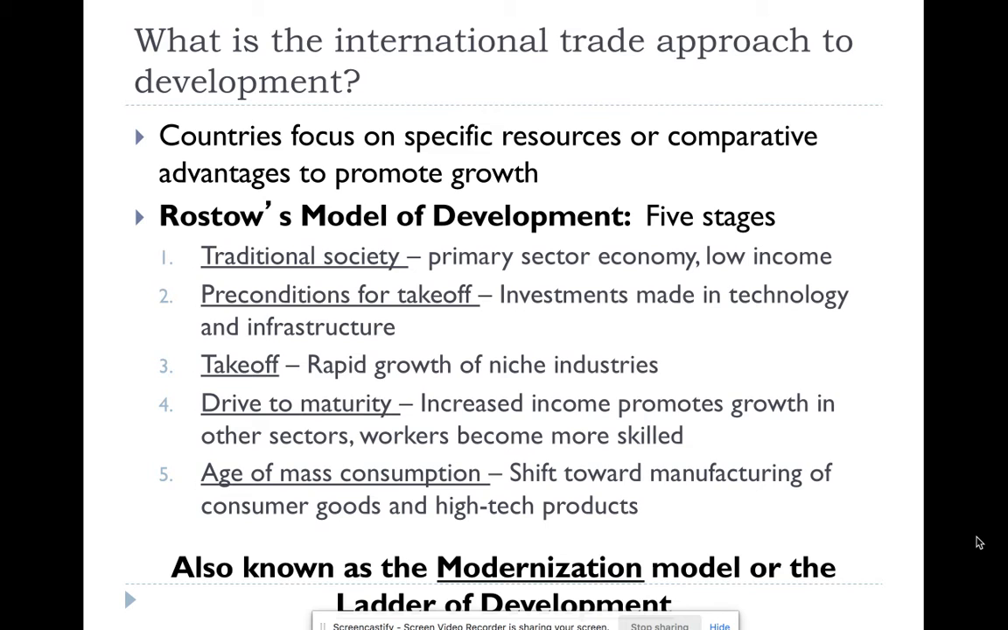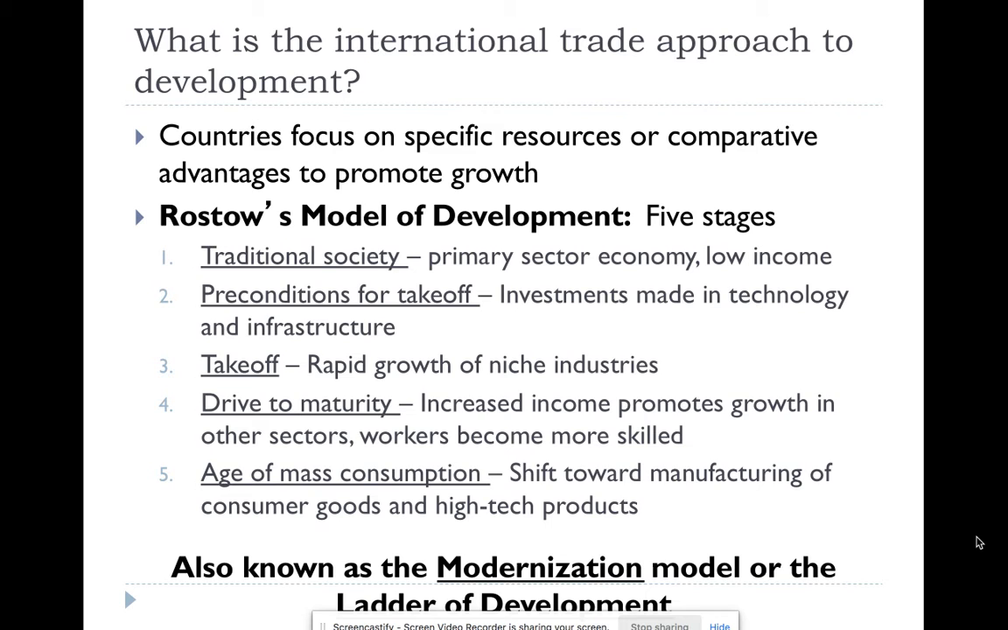Countries tend to focus on just specific resources so that they have an advantage and they can promote growth in their country based on those advantages. And there is a model that goes along with it. You guys need to know this model, Rostow's model of development. And there are 5 stages to Rostow's model. Countries go through these 5 stages.